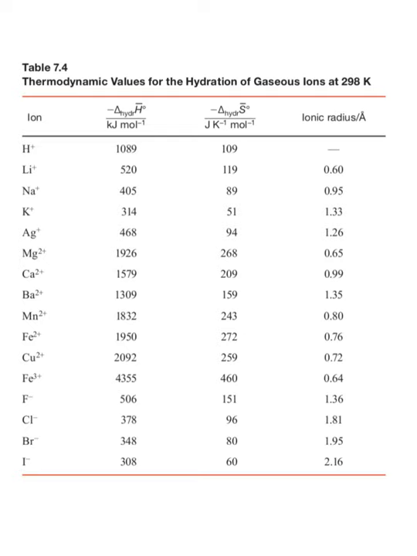Here's the table that I mentioned to you. Notice how at the top, each of the values are listed as negative. So all of these hydration values are negative, and all of these entropy values are negative for the ions.